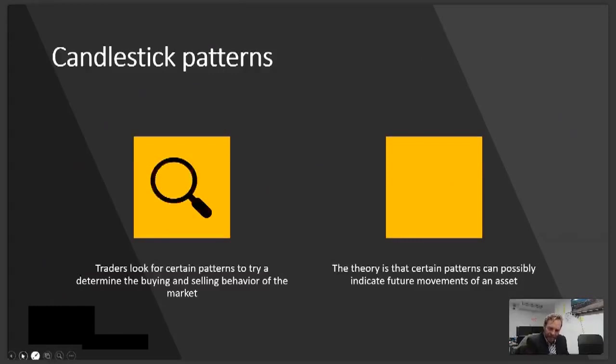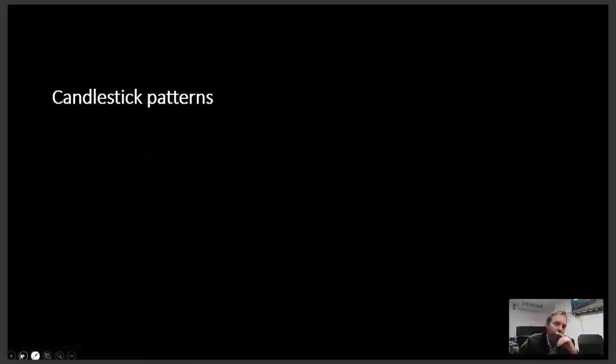The theory is that certain patterns can possibly indicate future movements of an asset. And let's go through some of these patterns. Like I say, this is only part one. Okay, so let's introduce and discuss some of the potential patterns you can look for and you could possibly see.